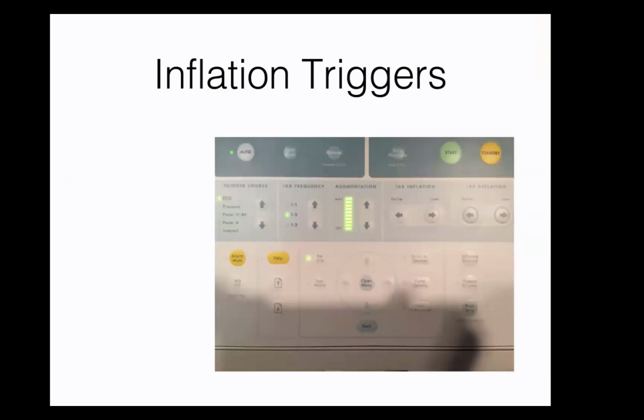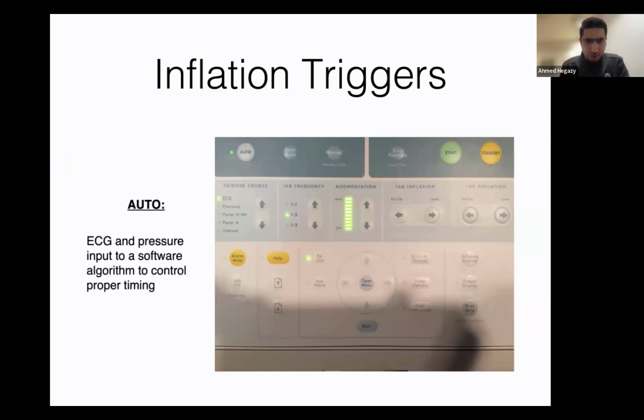So what about auto? Nowadays, we see it set to auto most of the time. And what auto does, it basically looks at both ECG and pressure, and it takes input into a software algorithm and gives you proper timing based on the input from both the ECG and the pressure. So auto has actually fixed a lot of our problems. You don't really need to worry too much about timing with auto. Most of the time, I'd say 95% of the time, it's inflating at the correct timing, deflating at the correct timing if you set it to auto.